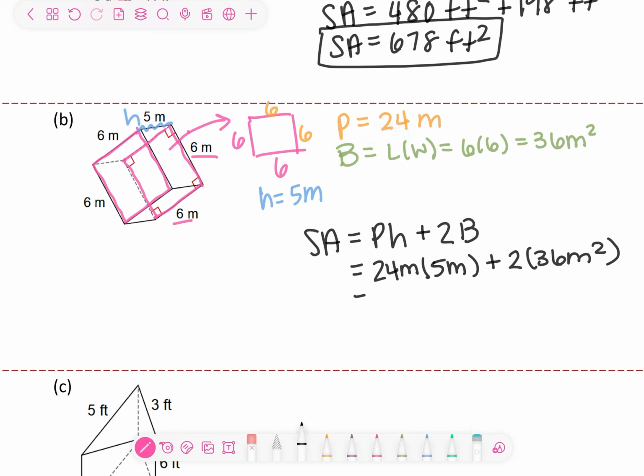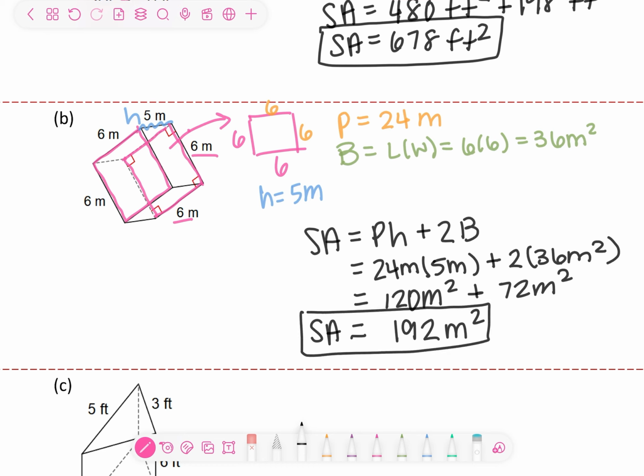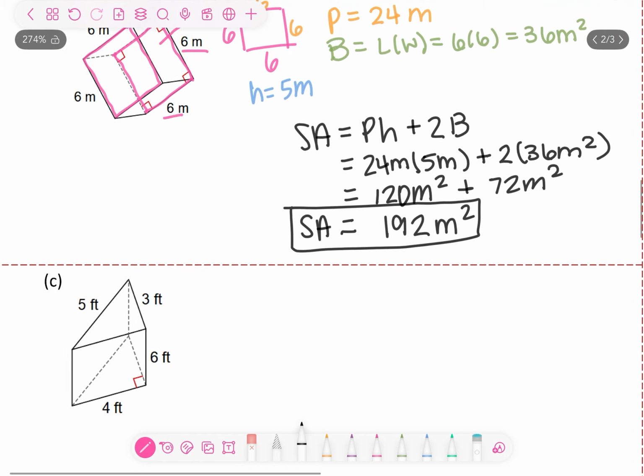Let's go ahead and simplify it. So 24 times 5 is going to give us 120 meters squared. Remember, every time you multiply meter times meter, you get meter squared. And then plus 72 meters squared. Add those together, and we're going to get 192 meters squared for our surface area for that square prism. Okay. All right, let's try this last surface area problem here for C.